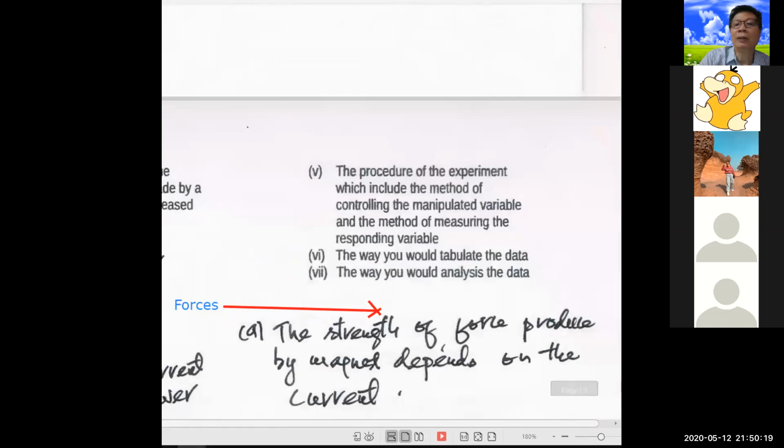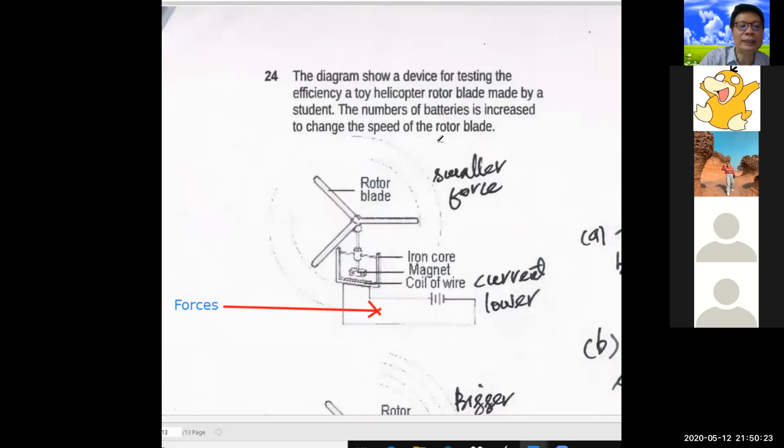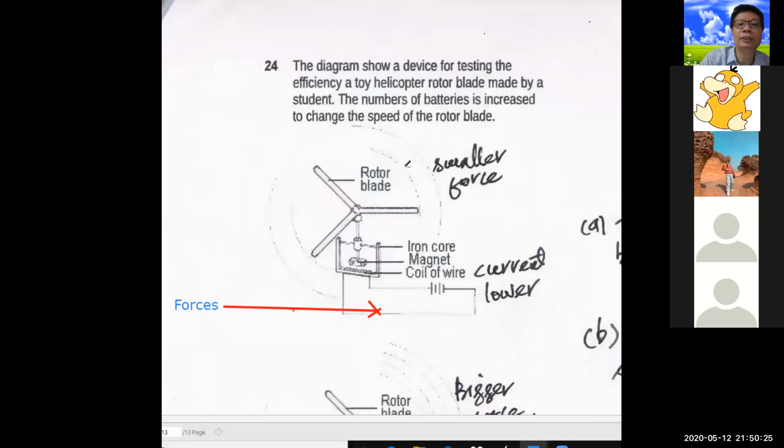So many questions, no? Question 24. If I don't discuss, you will never do one. I might remove this now. Eraser, where is the eraser? All right, come back to this question.